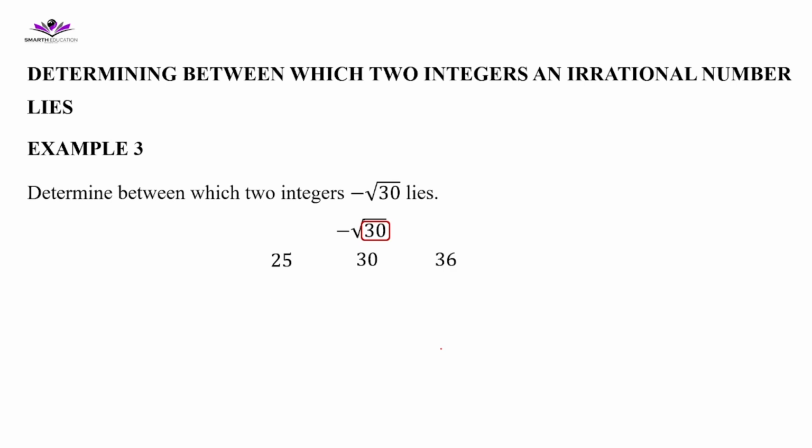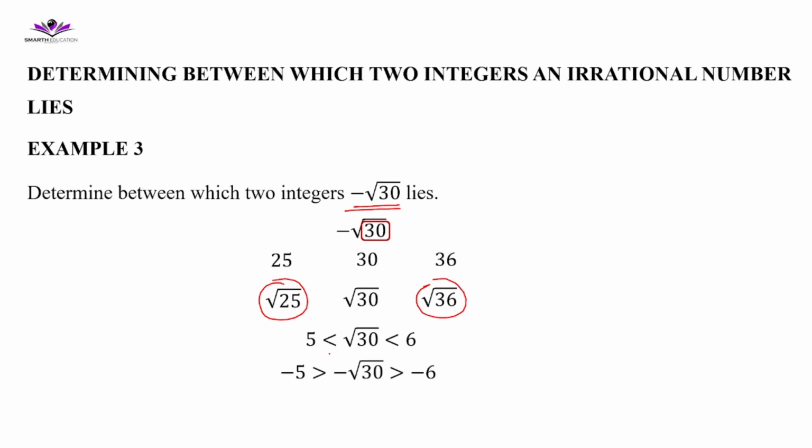And then you square root everything. And then what do you get? The square root of 25 is 5, the square root of 36 is 6, meaning that the square root of 30 is between 5 and 6. But now we want negative square root of 30. So you multiply every number here, these three numbers, by negative 1. But remember, if you multiply by negative 1, the inequality signs change. So it becomes like this.